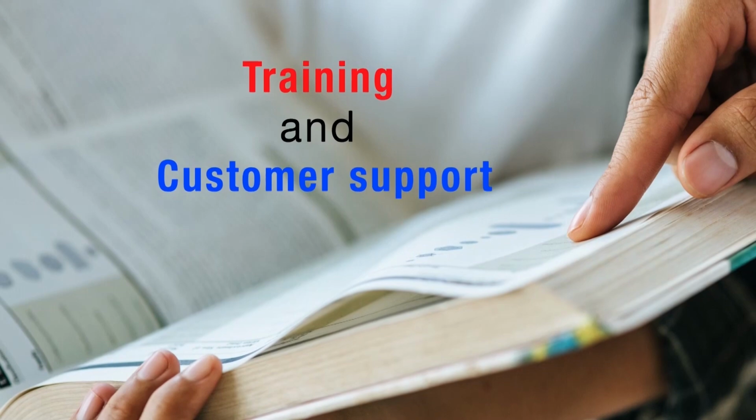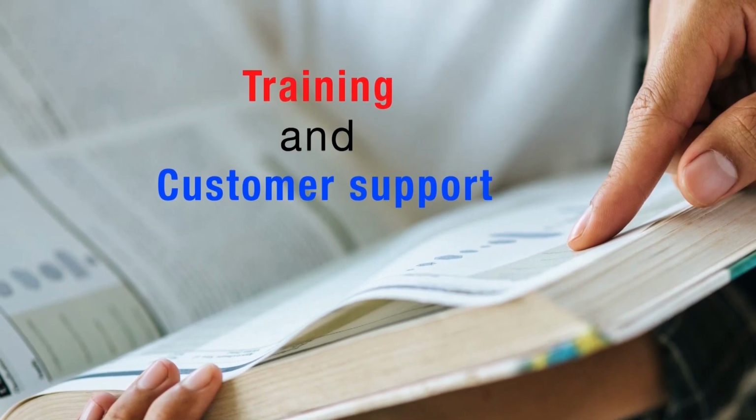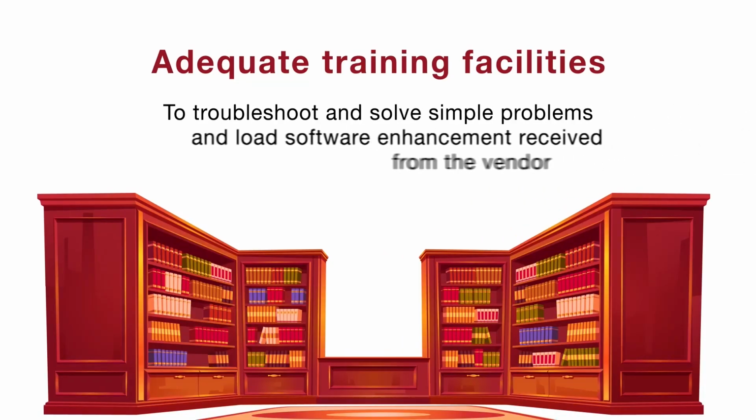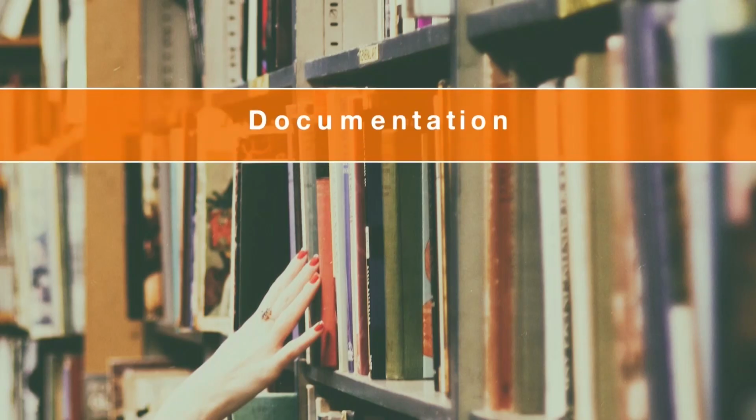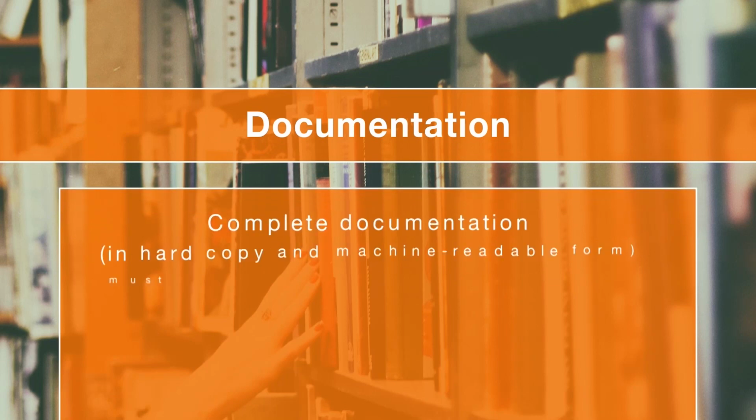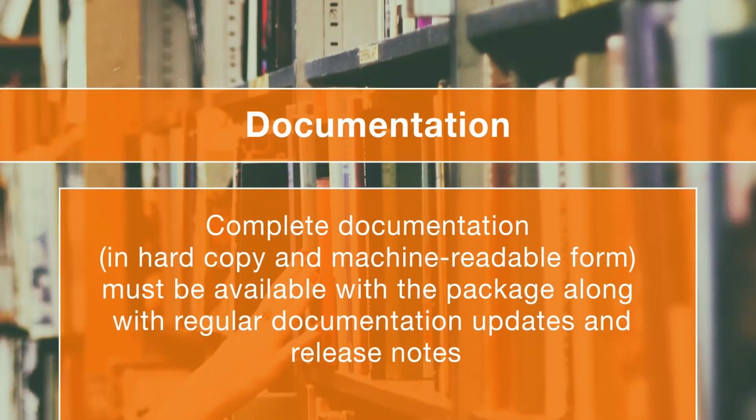Then in case of a commercial software you need to check training and customer support, whether adequate training facilities are available for your staff members and for yourself as a librarian. In case of troubleshooting and problems, what is their way, and whether on-site customer support is available or not. Those need to be known. And finally, complete documentation, both in hard copy and machine readable format, must be available with the package, along with regular documentation updates and release notes.